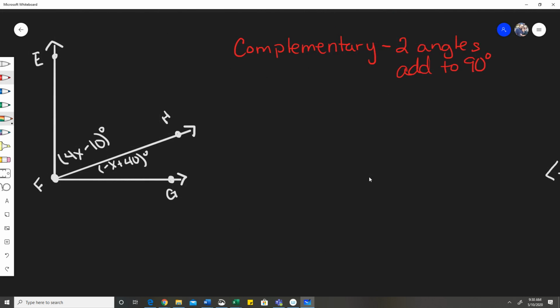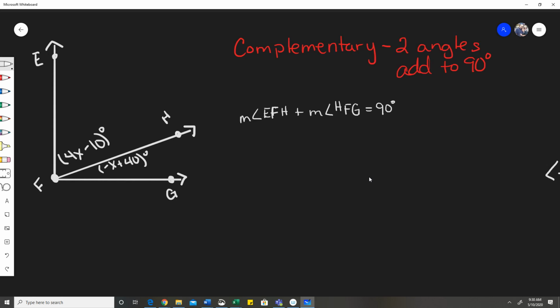Okay. So in this case, we're looking at the measure of angle EFH plus the measure of angle HFG. And those have to equal out to 90 degrees. Just a quick reminder, when we are naming angles, the vertex of the angle is always the middle letter. The two outside letters are the two outside points of the angle, on the legs of the angle.